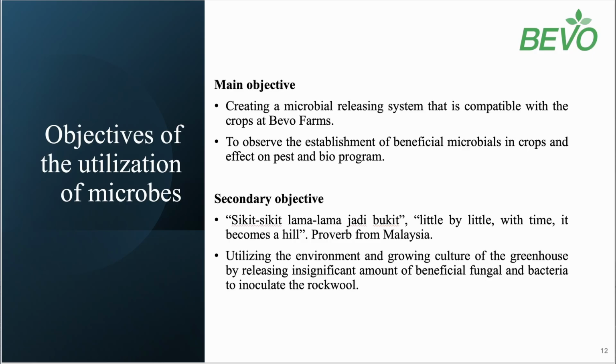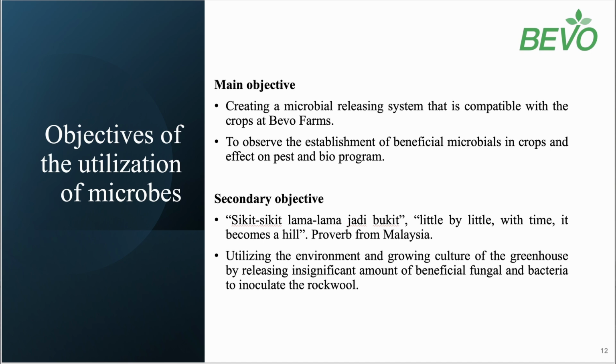So the main objective of the utilization of microbes, we have a main objective in here, is creating a microbial releasing system that is compatible with crops at BEVO Farm. We also want to see, after the release, whether the beneficial microbes establish in the crops, and the effect on pests and the bioprogram. There are certain products that can cause issues, like Aureus mycota has some issue with that, but it's only knocked down a little bit, an insignificant amount.